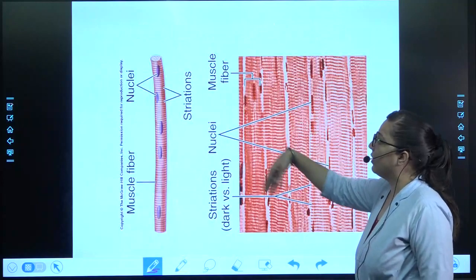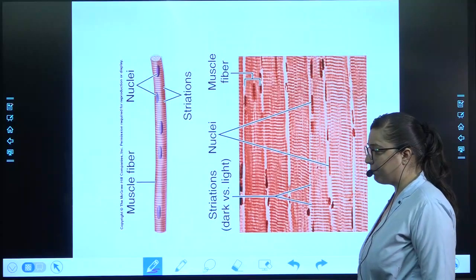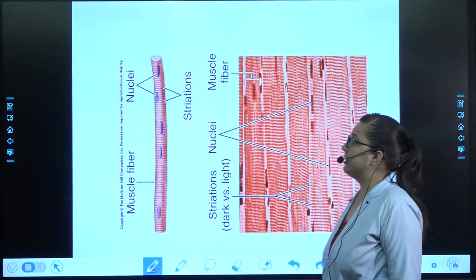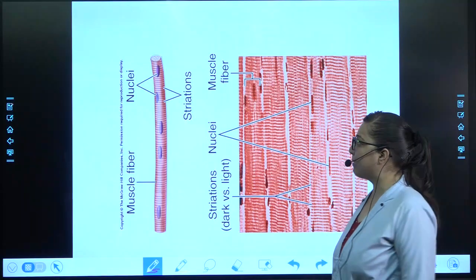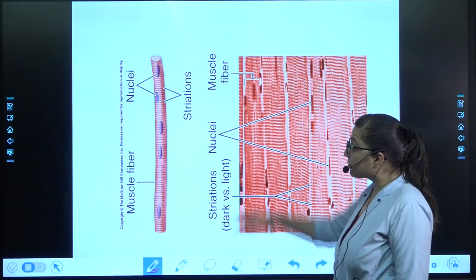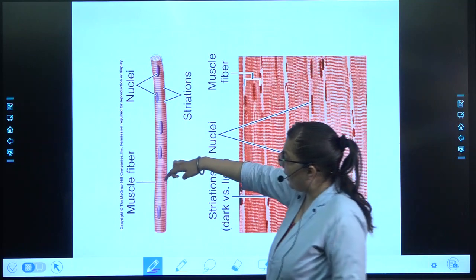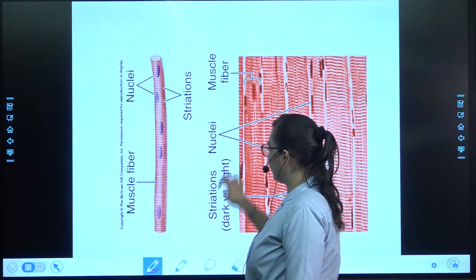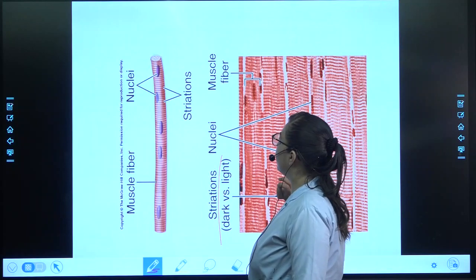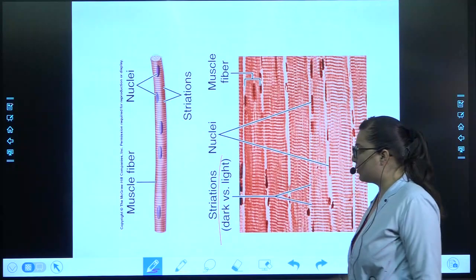Then this is how its first type is, that is striated. You can see light and dark patches of the muscular fiber, called striated muscular fiber. This is how it's looking like.